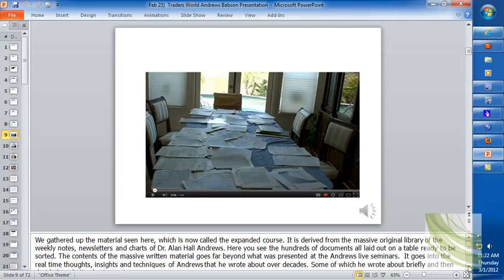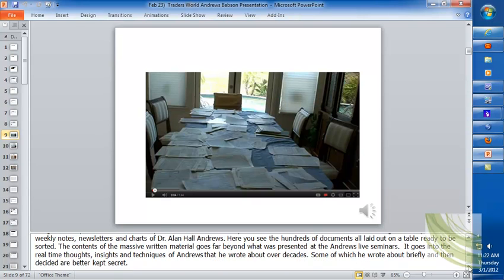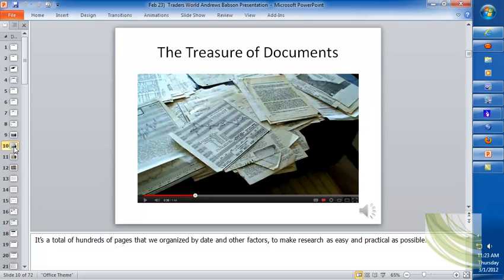Now, some of this material he only wrote briefly, and then decided it was better kept a secret. And I'll show you some of this along the way. We discovered some of that material. It's a total of hundreds, or close to 1,000 pages that we organized by date and other factors to make research as easy and practical as possible.